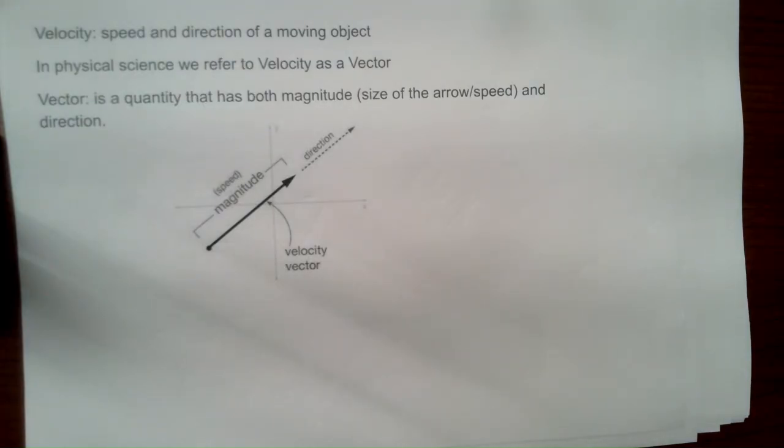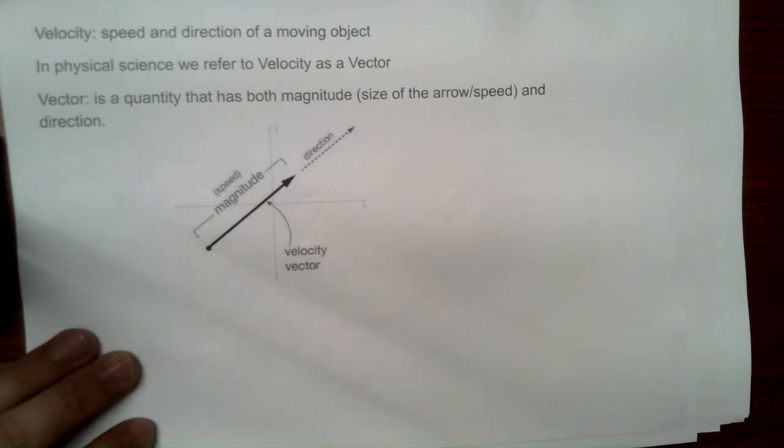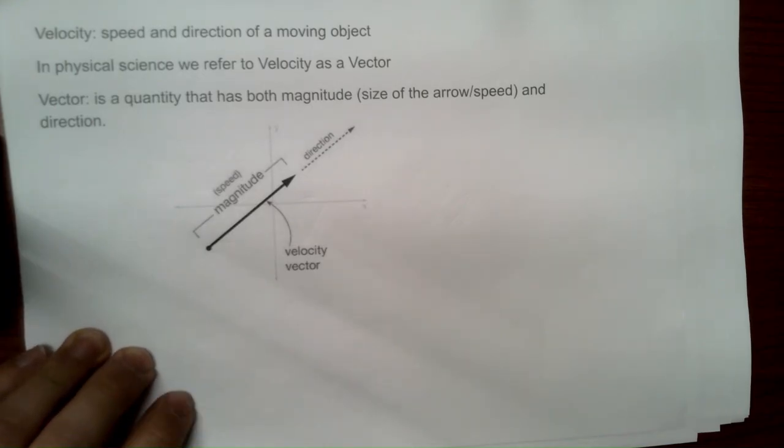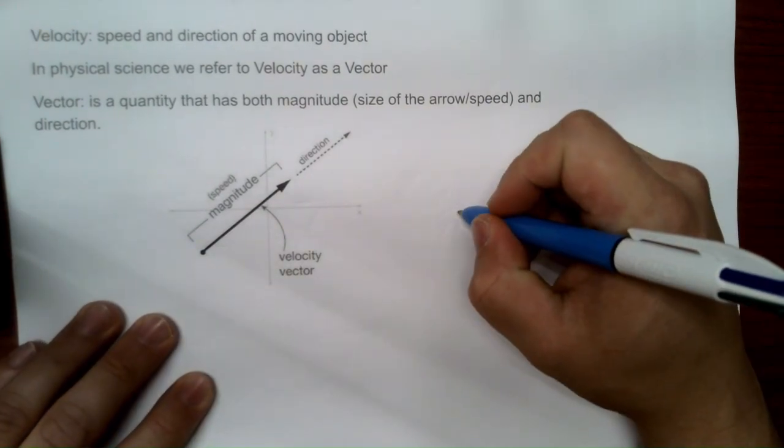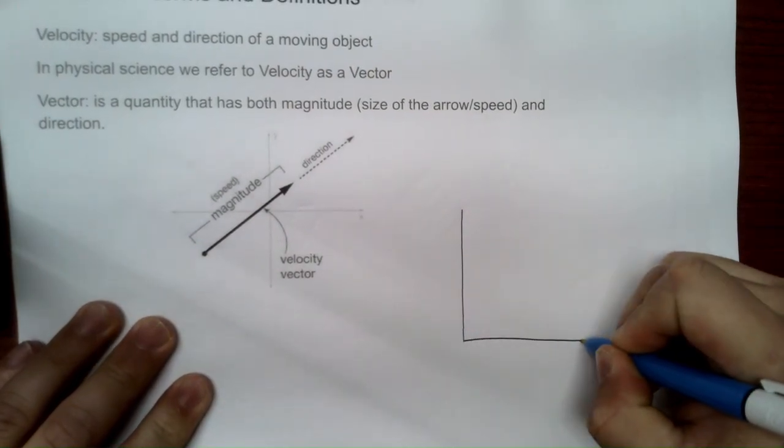Okay, so velocity. Velocity is the speed and direction of a moving object. In physical science, when we're using the information and putting it down, we refer to velocity as a vector. So a vector is a quantity that has both magnitude, the size of the arrow, and direction. So let's make some velocity vectors.